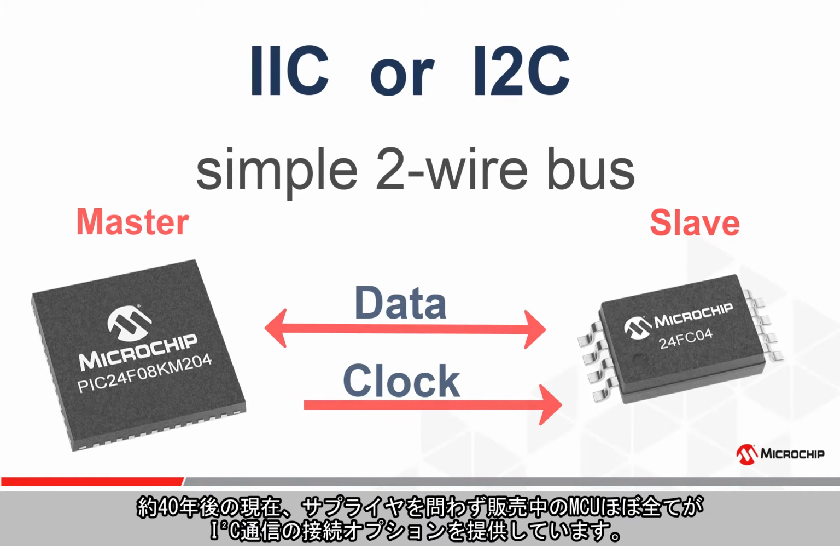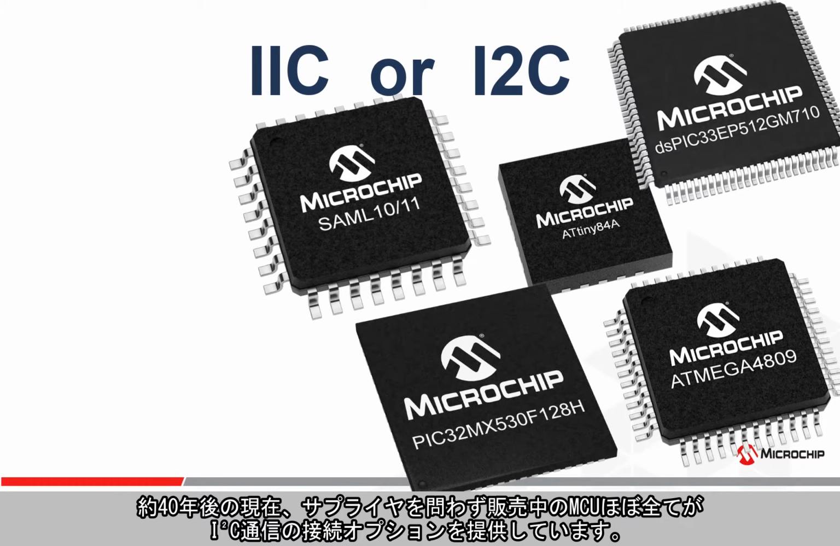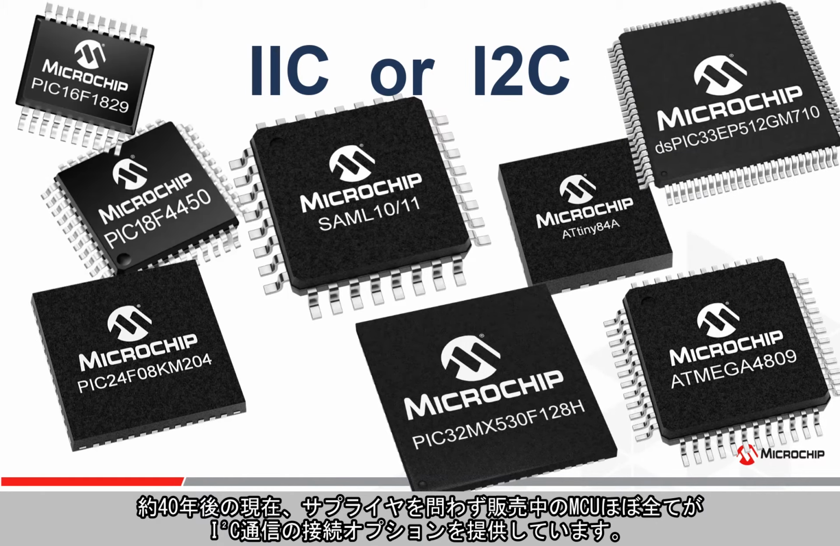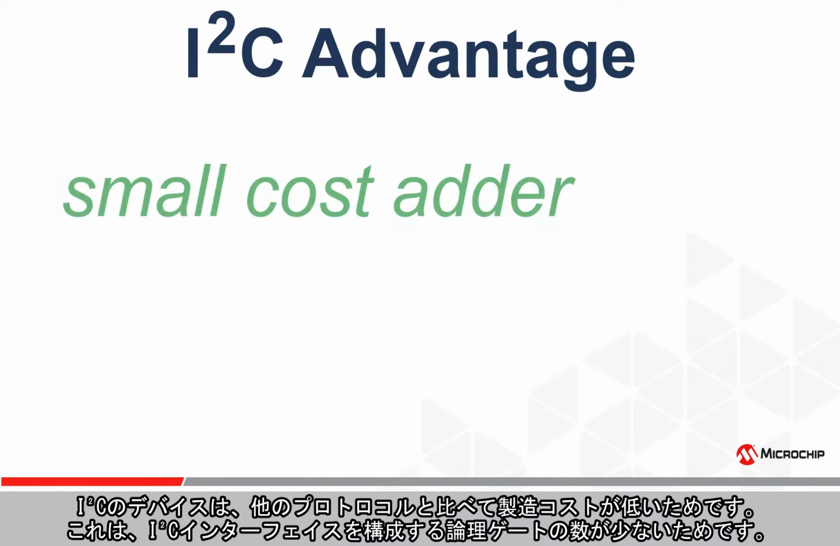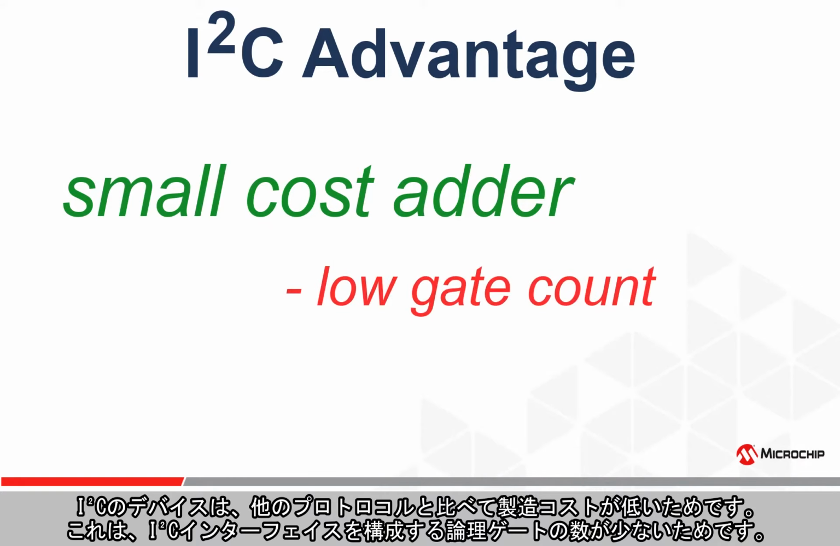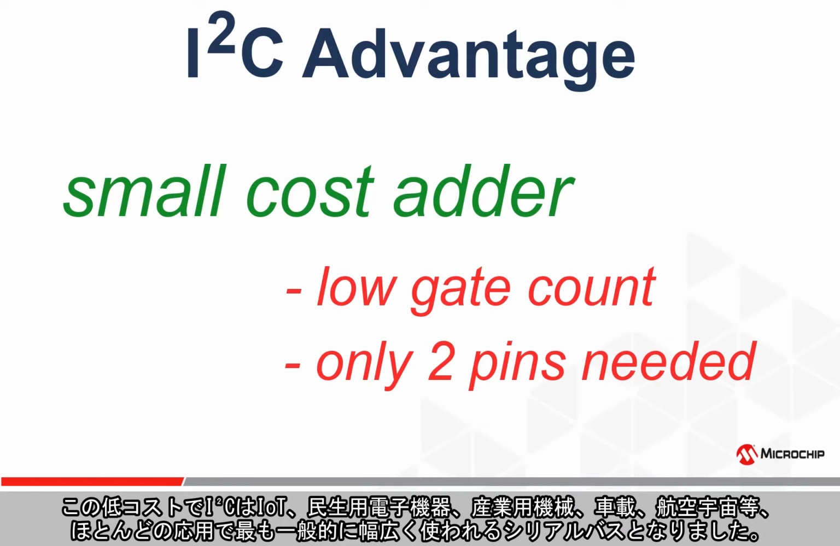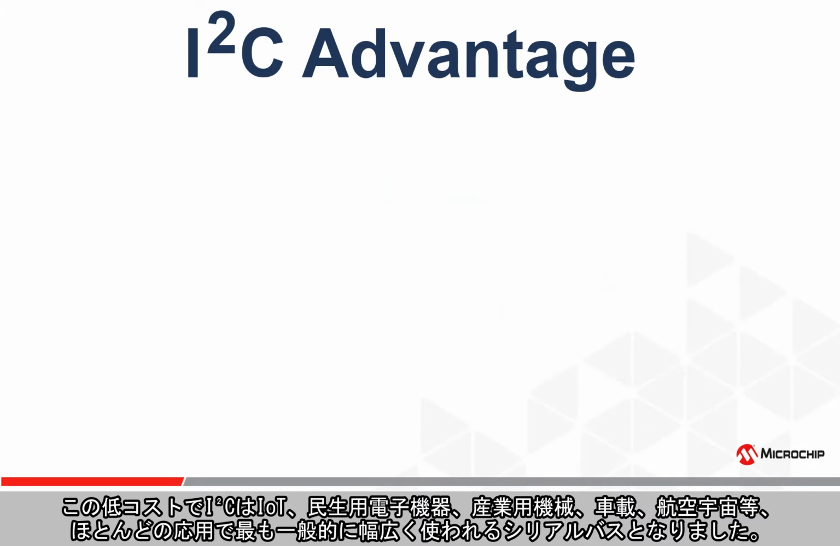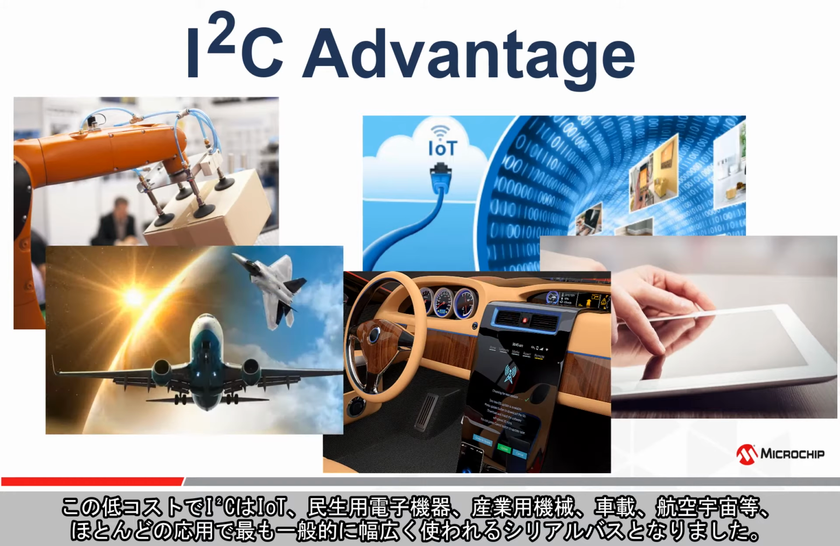Today, about 40 years later, almost all microcontrollers sold by any supplier include at least one connection option for I2C communication. Why? Because I2C devices, compared to other protocols, are slightly lower cost to manufacture due to the lower number of logic gates needed to build the I2C interface. And it only takes 2 pins to implement, which also translates to low cost. And this lower cost has made I2C the most common and widely used serial bus across most applications, including IoT, consumer electronics, industrial equipment, automotive, and aerospace.